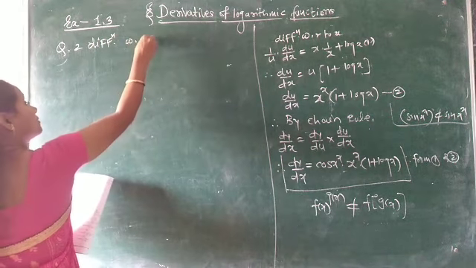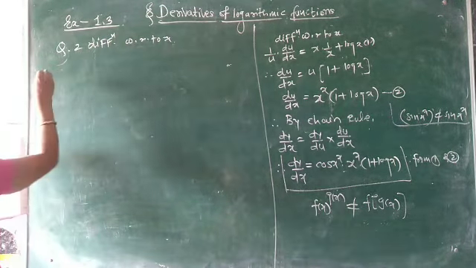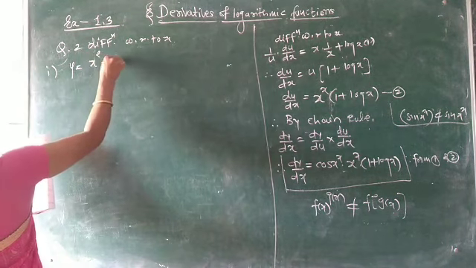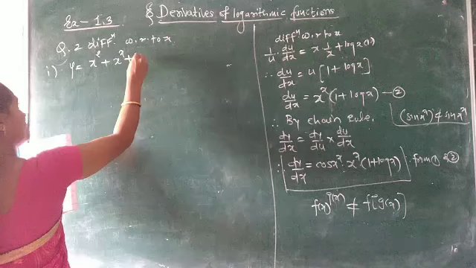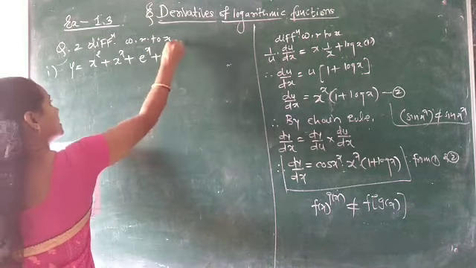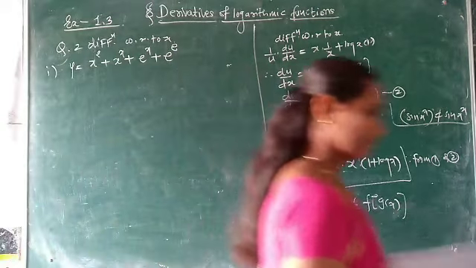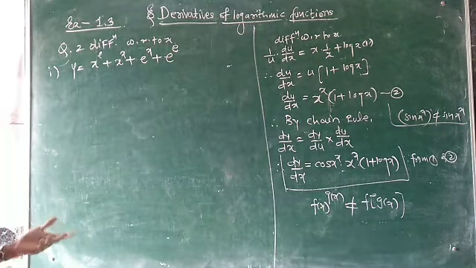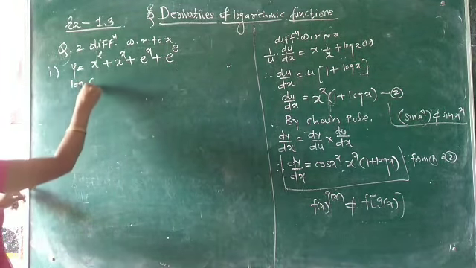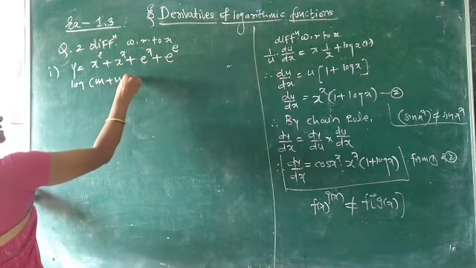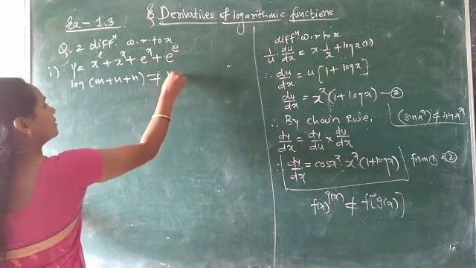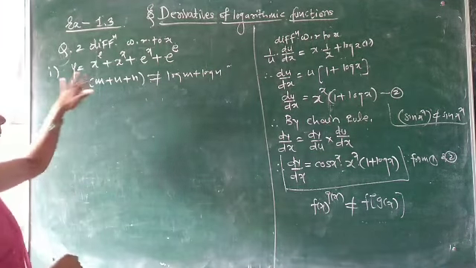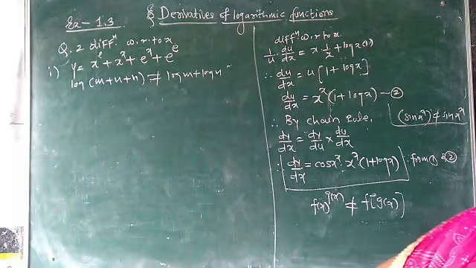Differentiate with respect to x. First example: x raised to e plus x raised to x plus e raised to x plus e raised to e. Now look here, don't apply logarithm because there is no rule for this. That is, log of (m plus n) is not equal to log m plus log n, which is incorrect. So don't apply log on this type of example.